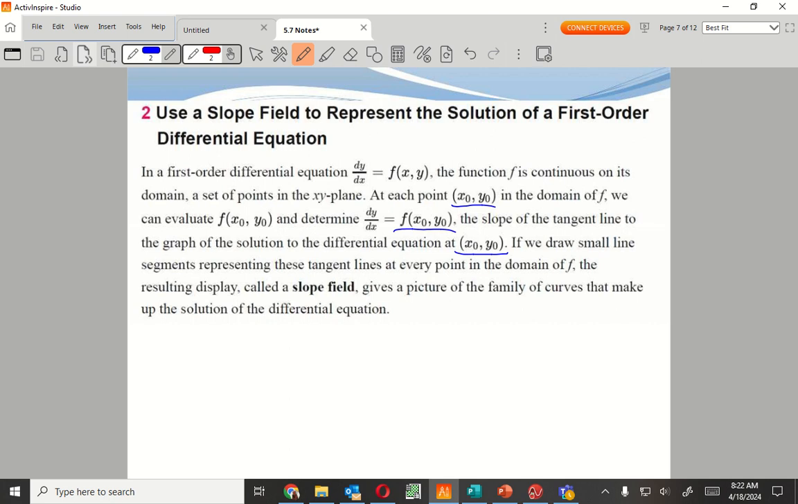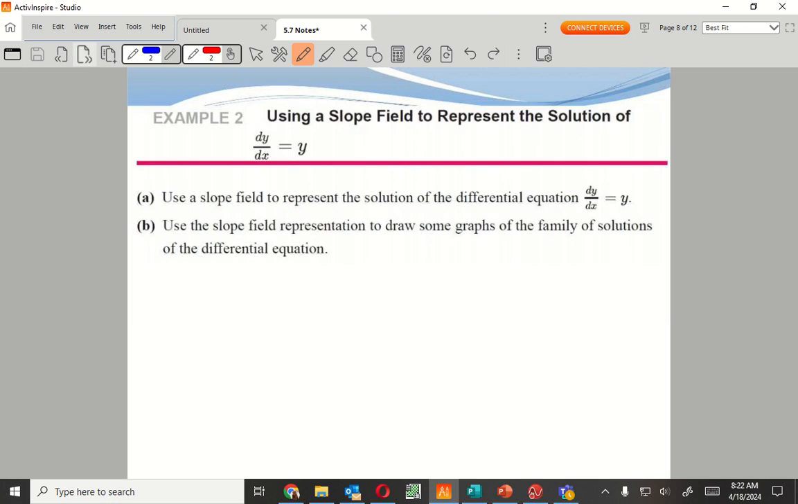So this is the general solution. This is the plus c. So we're going to graph with the plus c. You ready? So if I were to do this, use slope field to represent the solution of that.